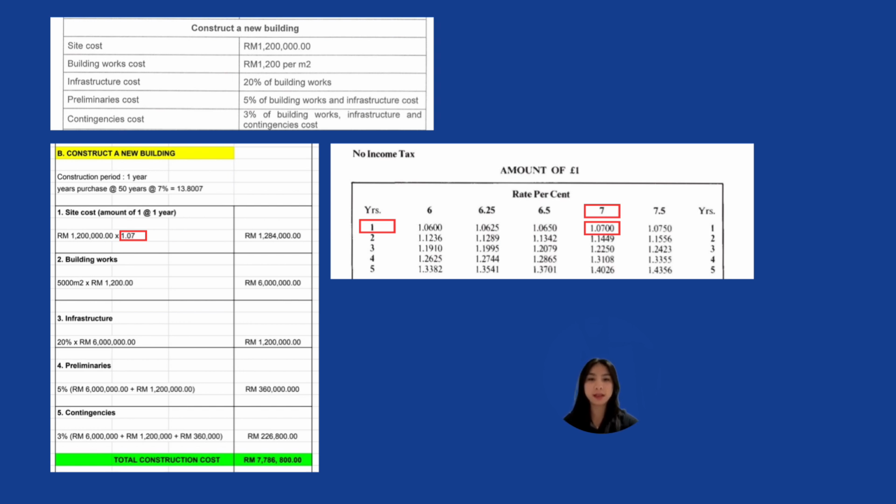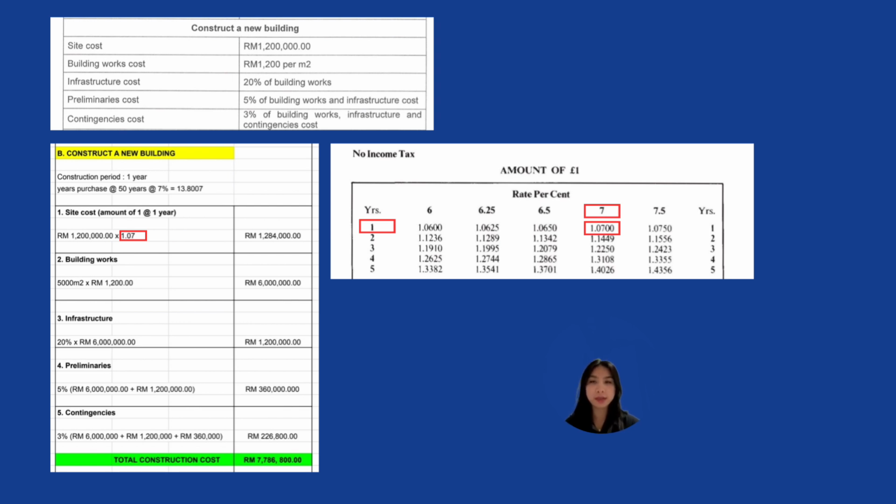The first cost is the site cost, which is 1.2 million. Since the construction takes 1 year, this amount is brought forward using the amount of one table. At 7% for 1 year, the factor is 1.07. Therefore, RM1.2 million times 1.07 equals RM1,284,000.